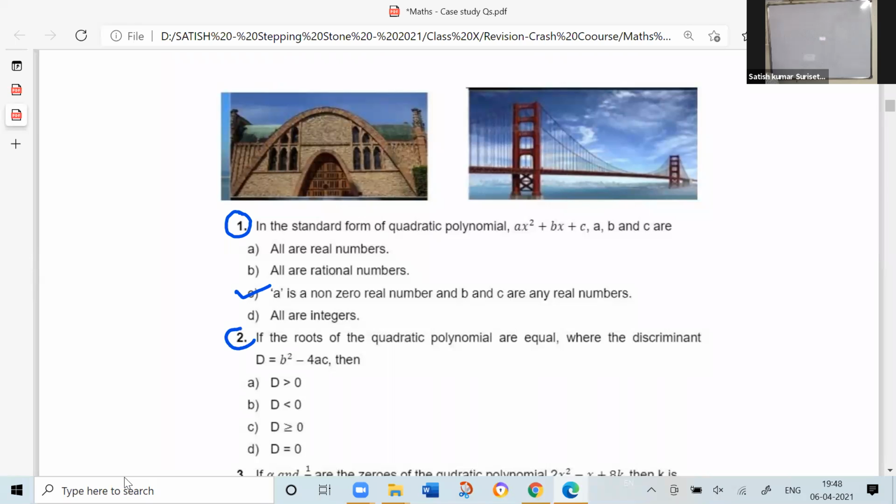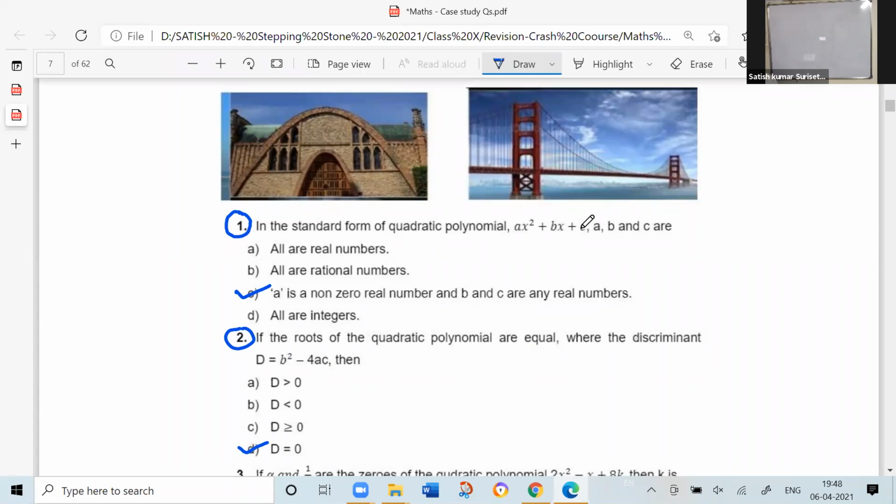Second, if the roots of the quadratic polynomial are equal, where the discriminant D equals B square minus 4AC, then now identify the option. Sir, option D. Good. Why? Because once the roots are equal, the discriminant must be equal to 0. These are very easy questions, but if you remember the concept, then only it will be easy.